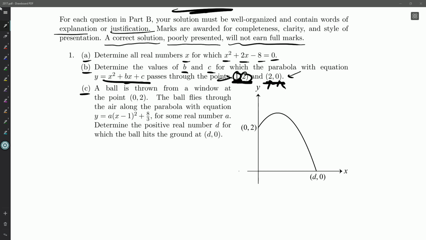But, you know, I think we're pretty good. Okay. So now we're down to C part. We're going to finish off B1 here. A ball is thrown from a window at the point (0, 2). The ball flies through the air along the parabola with equation y = a(x − 1)² + 8/3 for some a.